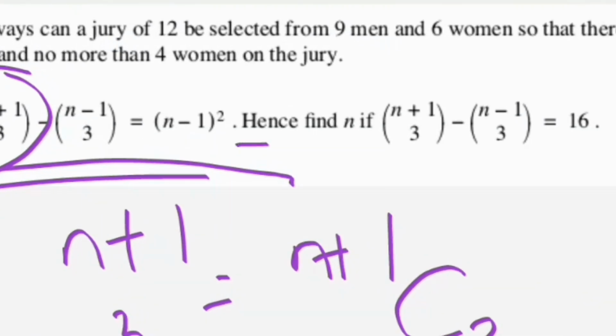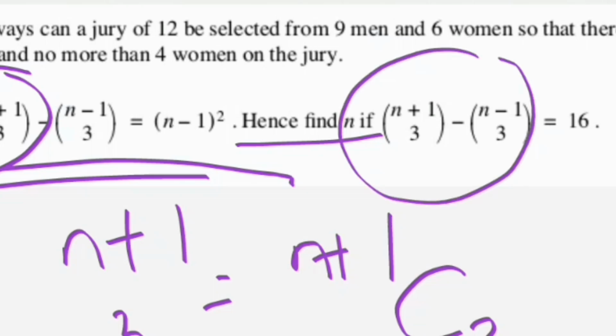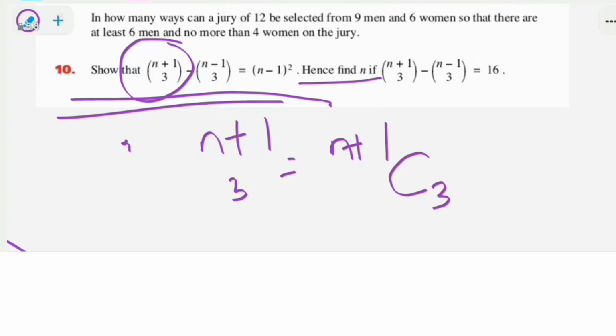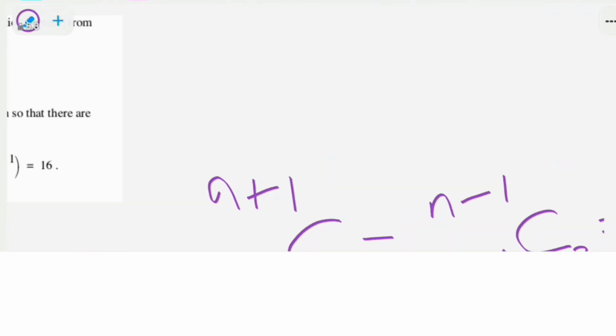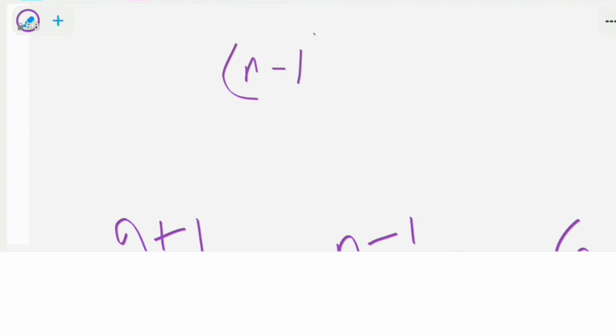But we are yet to find n if this whole thing is equal to 16. But you know that this whole thing here is the same thing as n minus 1 squared. So that means you're just equating n minus 1 squared to 16. That's the meaning of this thing here. So just do n minus 1 squared, you're equating to 16. n minus 1 squared equals 16.